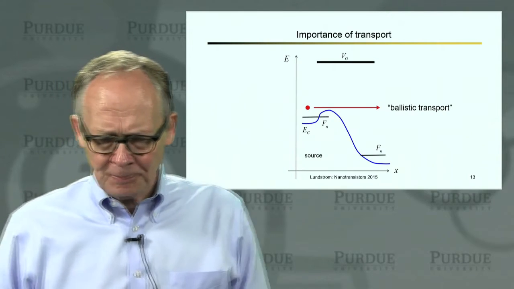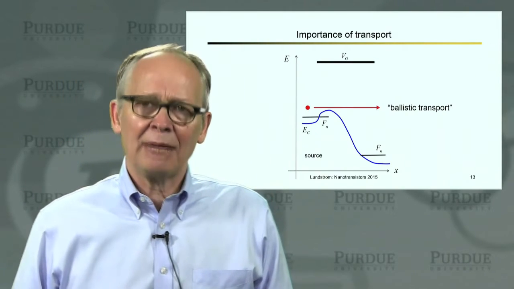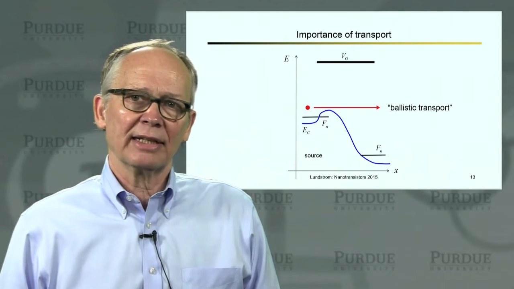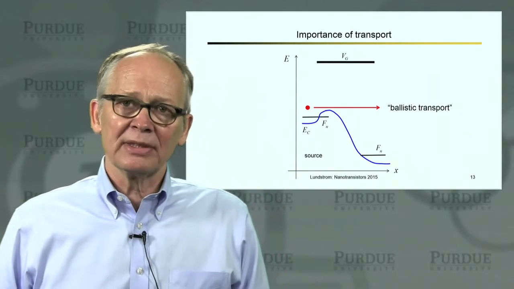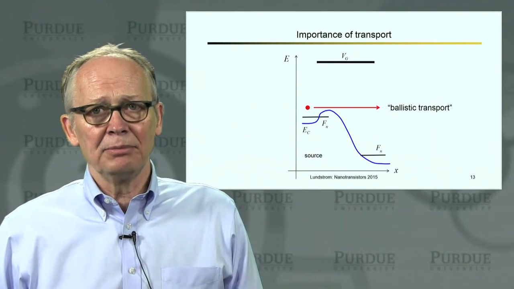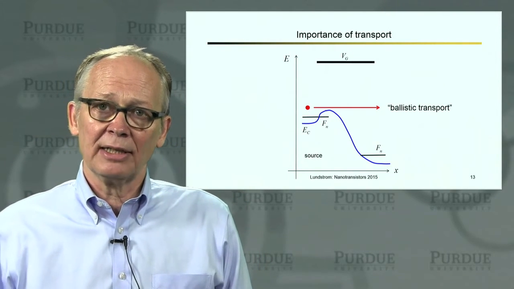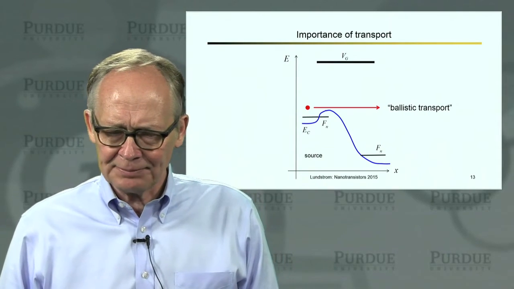That's our next unit. But once an electron can hop over the barrier, we have to ask how easily can it flow across the channel and out the drain. In the simplest case, it would just flow across unimpeded. That's what we call ballistic transport, and we have a whole unit later on that will be devoted to that.